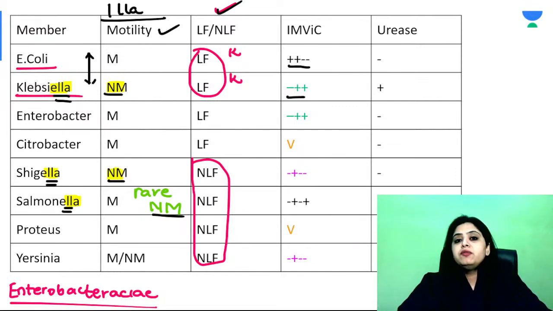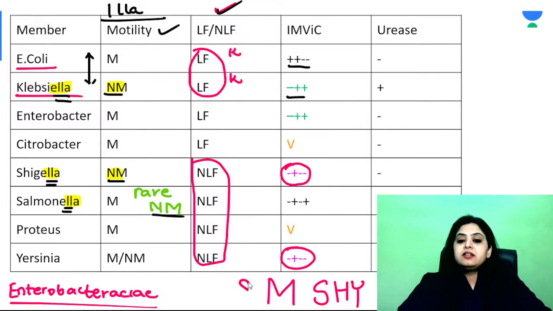Now I am going to tell you which are the ones which are only methyl red positive. Only methyl red positive, that is it. So I am shy means I am shy and turning red. So remember, methyl red, shy and turning red means what? SH for Shigella and Y for Yersinia.